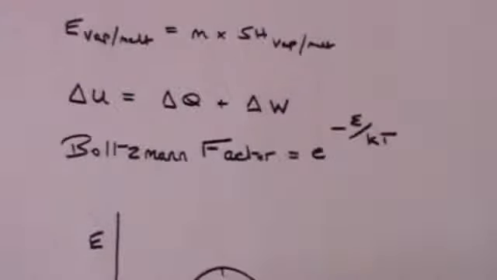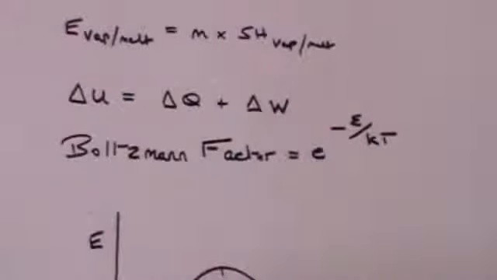Delta W will equal 0 because you only get work in or out if there is a change in volume. And then you may need to know the Boltzmann factor, which is e to the minus epsilon over kT. This is usually associated with activation energies.